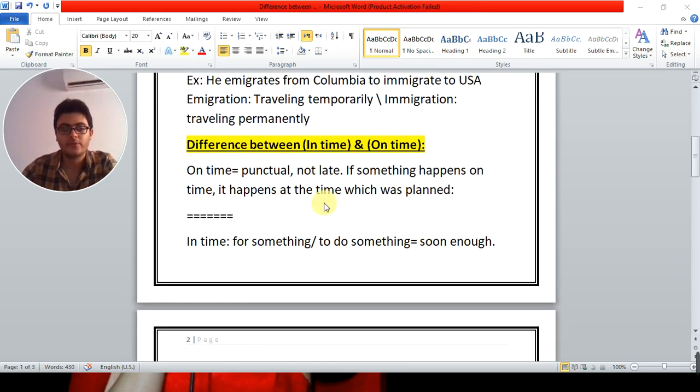Right, let's move on to the difference between in time and on time. On time means someone who is punctual and never gets late. If something happens on time, it happens at the time which was planned, the same time which was planned for. So if I describe someone as punctual, it means he always comes on time. Jack is a punctual person. He comes to work every day on time. If the work starts at 8 o'clock, he comes at 8 o'clock, and he never gets late.